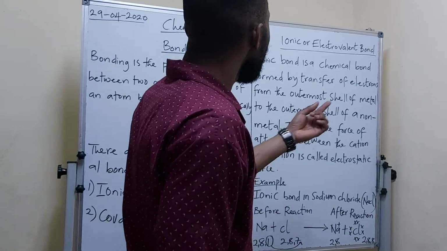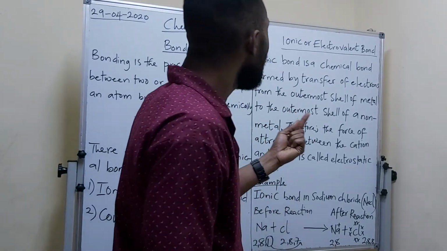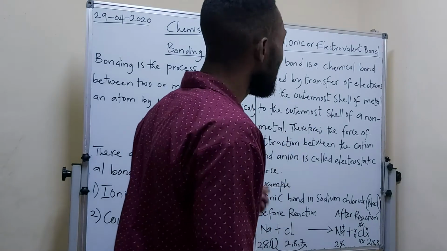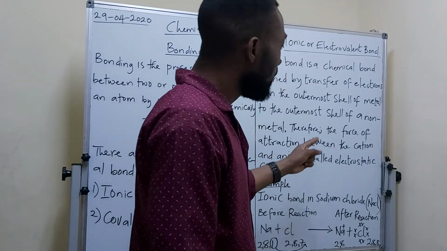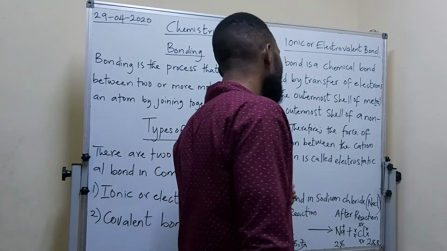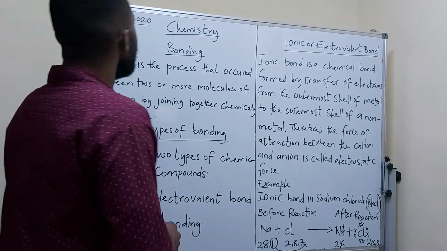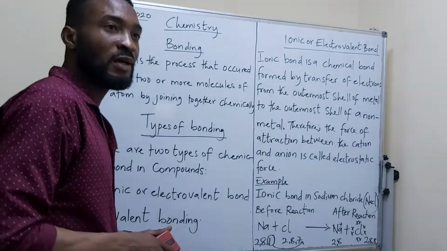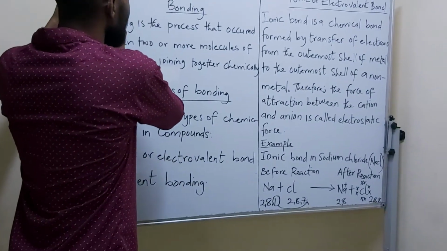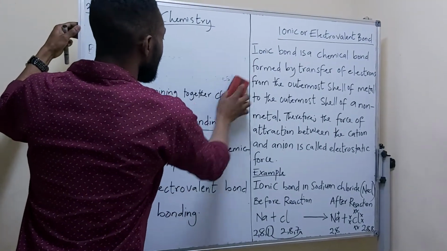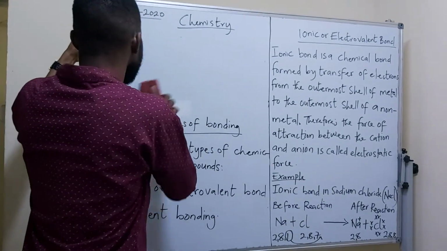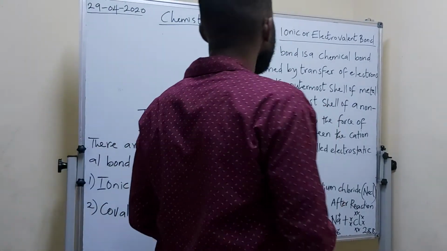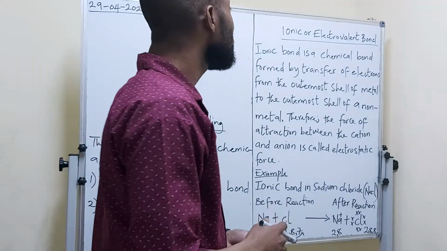An ionic bond is a chemical bond formed by the transfer of electrons from the outermost shell of a metal to the outermost shell of a non-metal. Therefore, the force of attraction between the cation and anion is called electrostatic force. Let me preview with some examples here so that you can understand what I'm trying to say better.